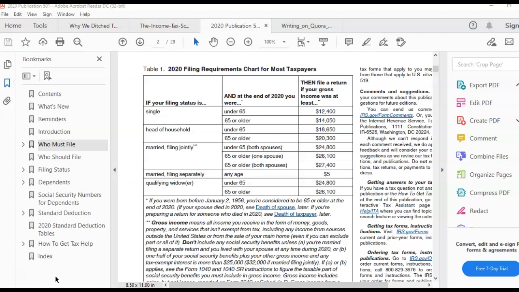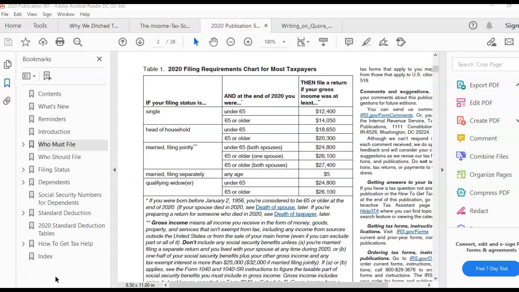So the chart we're looking at right now is the requirements for most taxpayers. It's based on filing status, then on your age, and then on how much money you made. So for single people who are under 65, if they make more than $12,400, they must file a return. That's what the requirement means. You must file a return in that situation.